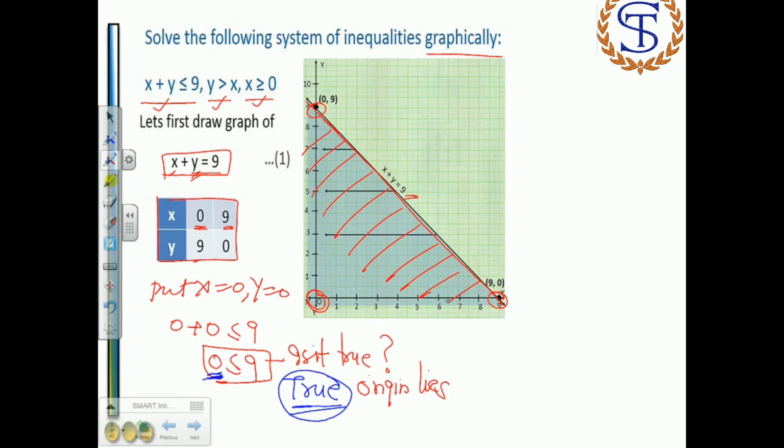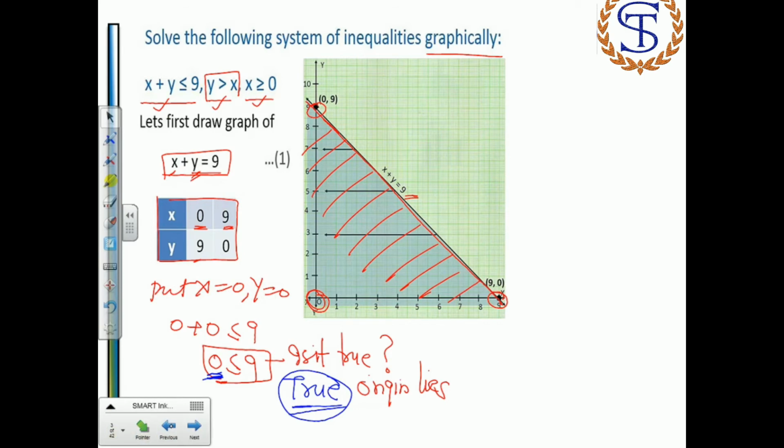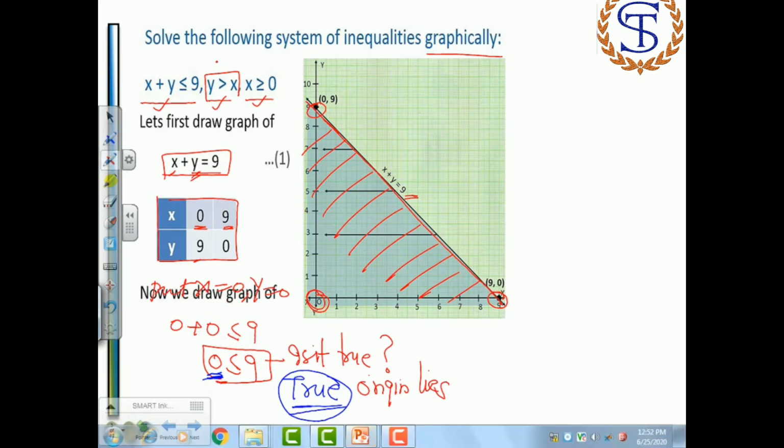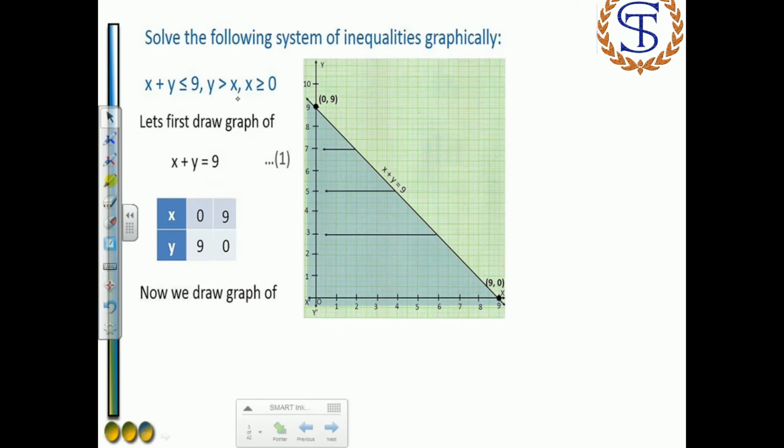In the similar way, we have to draw the graph of y is greater than x. So for this, we have to draw the graph of y equal to x first. Then only can we draw the graph of y is greater than x. Now we draw the graph of y equal to x. How can we draw y equal to x? Again, by using the concept of class 10th.